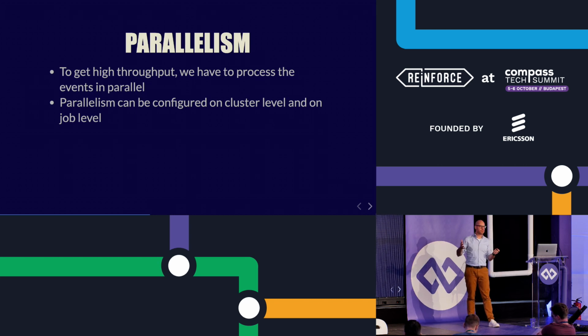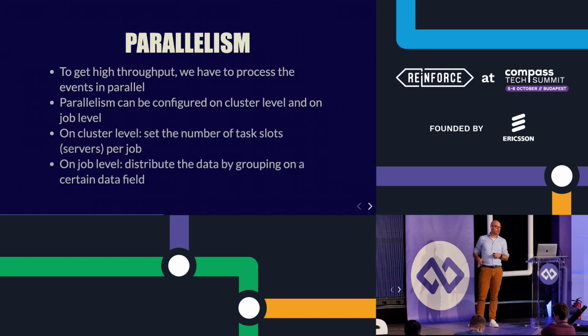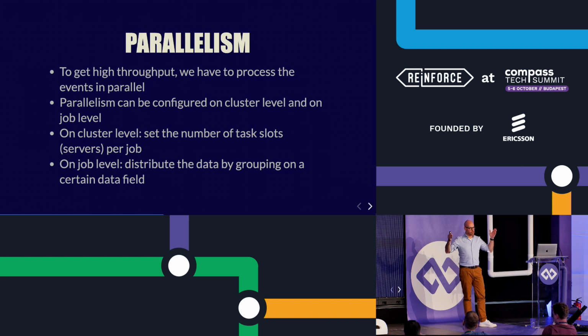So you have to distribute your data across your infrastructure. And you can configure this on two levels, on cluster level and on job level. Makes sense, huh? You can say, okay, I want to have a cluster of 1,000 machines, but within those 1,000 machines, I'm deploying 20 jobs that all do different things. They all analyze different data sources, and they all do different actions, etc.